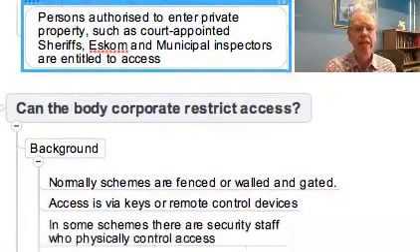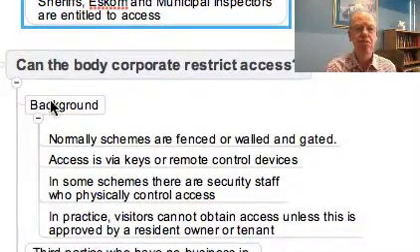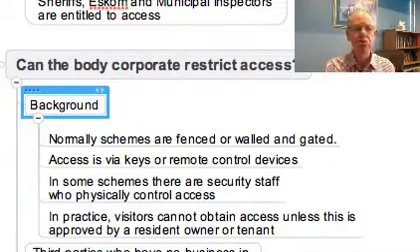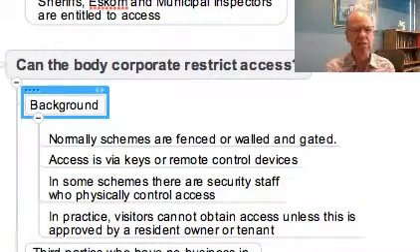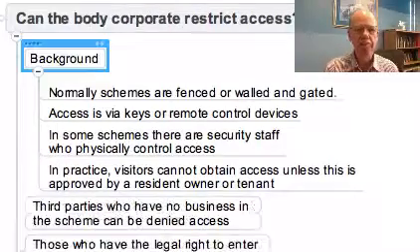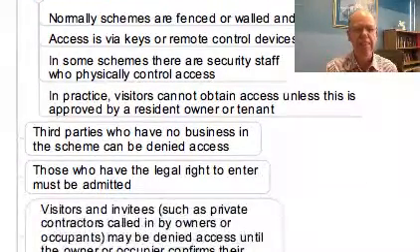Well, before we look at that, let's just look at the background that applies to that. Normally schemes are fenced or walled and gated. There's access via keys or remote control devices. In some schemes there are security staff who physically control access. In practice, visitors can't obtain access unless this is approved by a resident owner or tenant, and this is passed over to the security people, normally, if they exist.